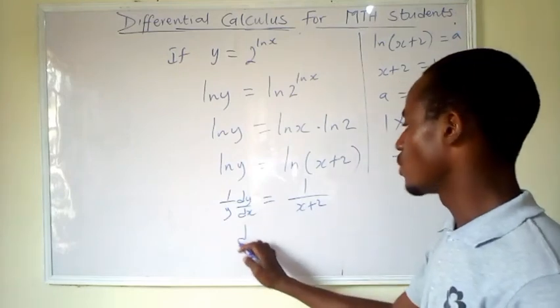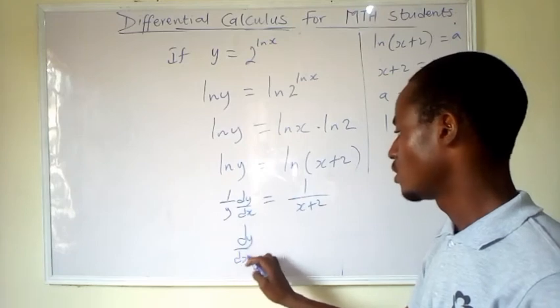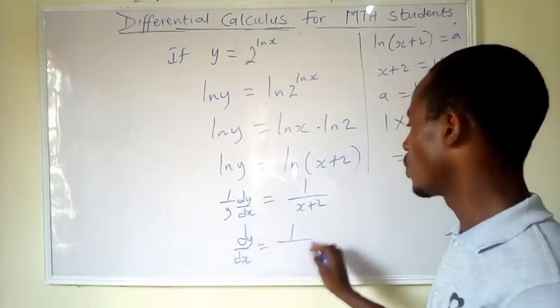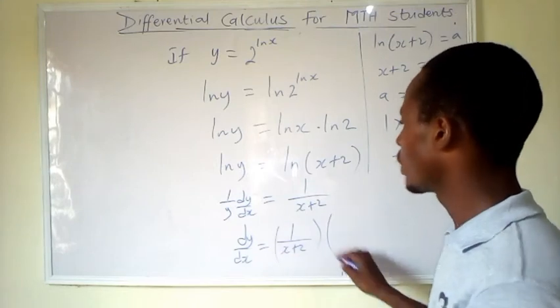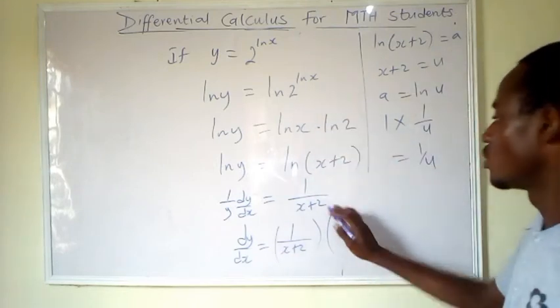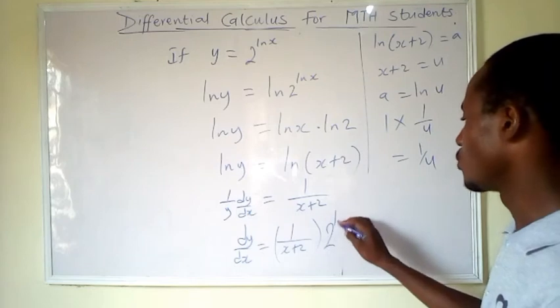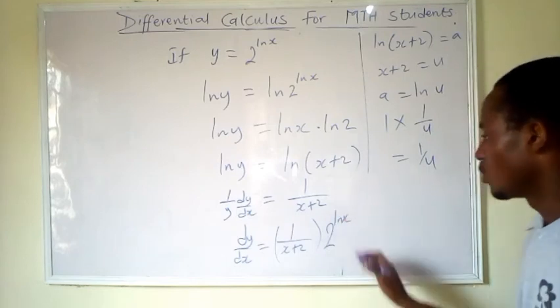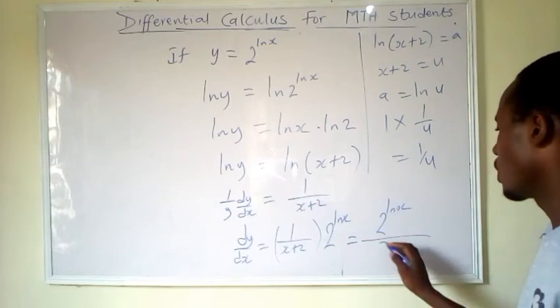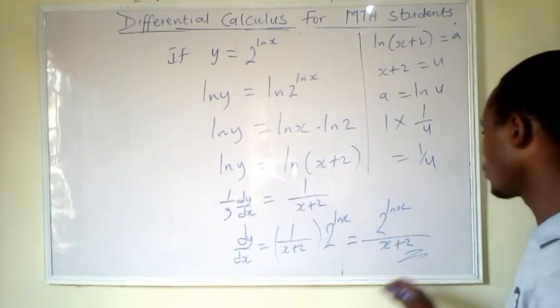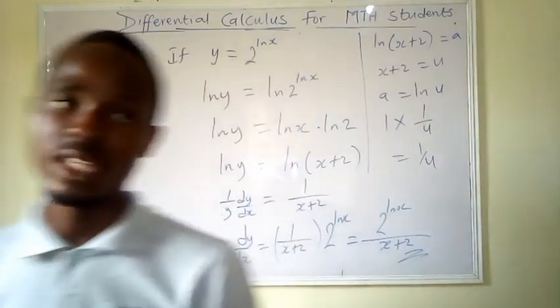So which implies that dy/dx would be equal to 1 over x plus 2 multiplied by what? 2 raised to the power ln x. So and that is what? 2 raised to the power ln x all over x plus 2. That's the derivative of that function.